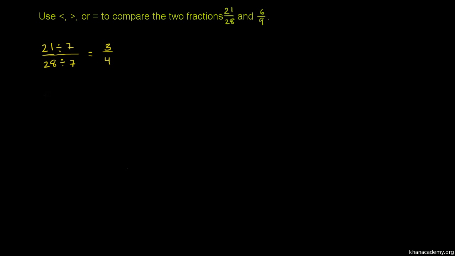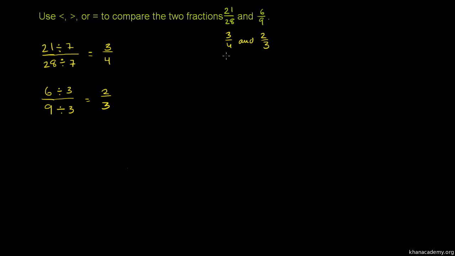Let's do the same thing for 6/9. 6 and 9 are both divisible by 3. So let's divide both of them by 3 so we can simplify this fraction. 6 divided by 3 is 2, and 9 divided by 3 is 3. So 21 over 28 is 3/4. They're the exact same fraction, just written in a different way. This is the more simplified version. And 6/9 is the exact same fraction as 2/3. So this is really comparing 3/4 and 2/3.